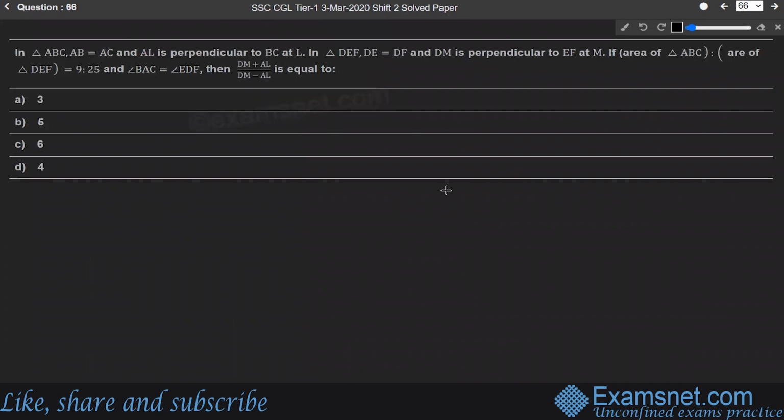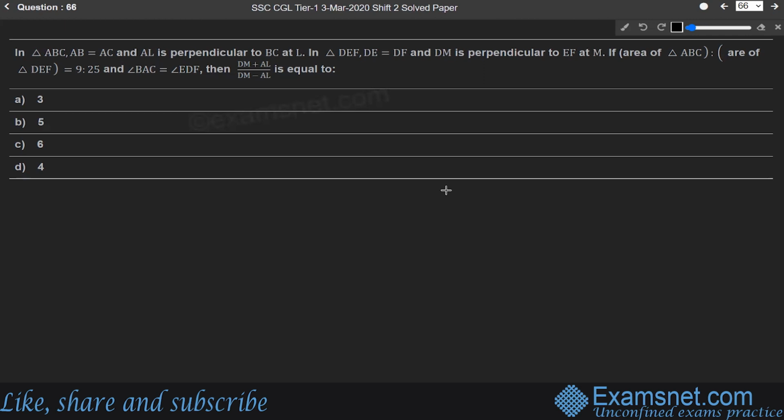Question is, in triangle ABC, AB is equal to AC and AL is perpendicular to BC at L. In triangle DEF, DE is equal to DF and DM is perpendicular to EF at M. If the ratio of area of triangle ABC and area of triangle DEF is equal to 9:25 and angle BAC is equal to angle EDF, then (DM plus AL) divided by (DM minus AL) is equal to?